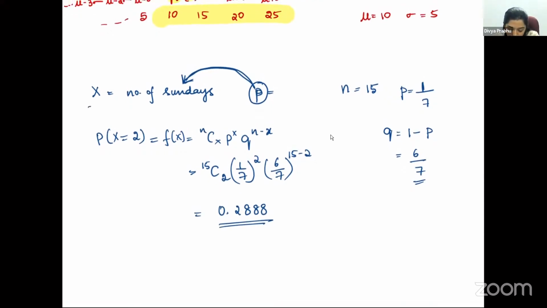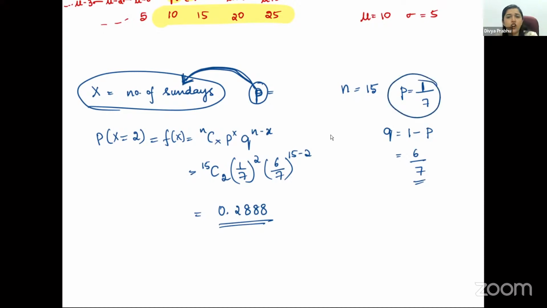Always remember x will be number of Sundays. Basically what is asked in the question. P means it is the probability of getting X in one trial. So probability of getting Sunday in 1 week, that is 1 by 7. That's all you have to crack. After that, it is pretty simple.